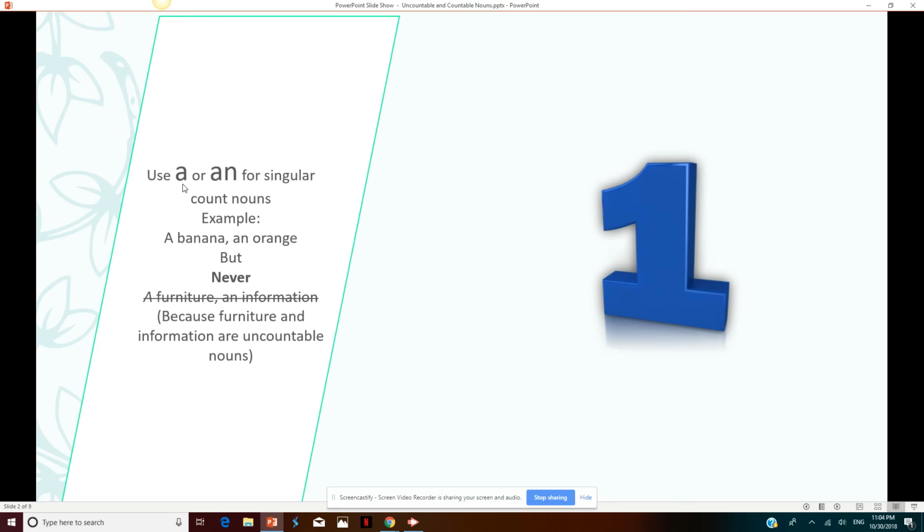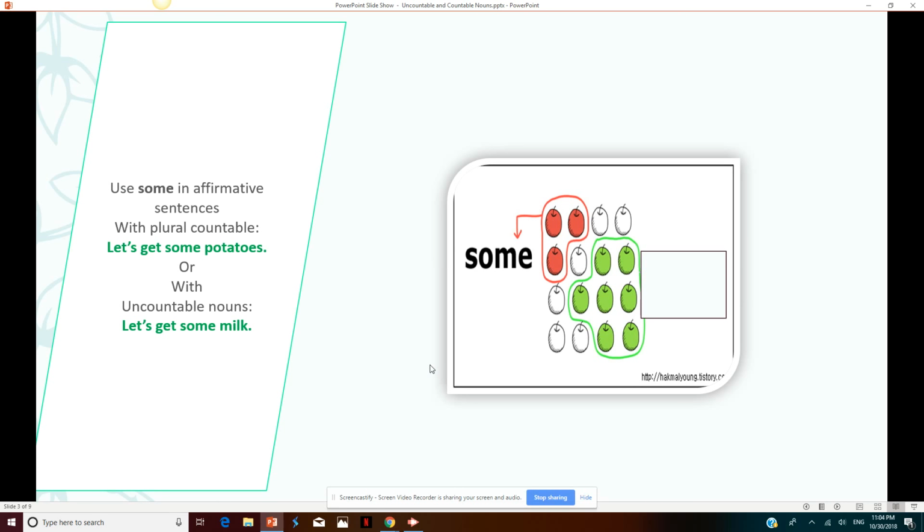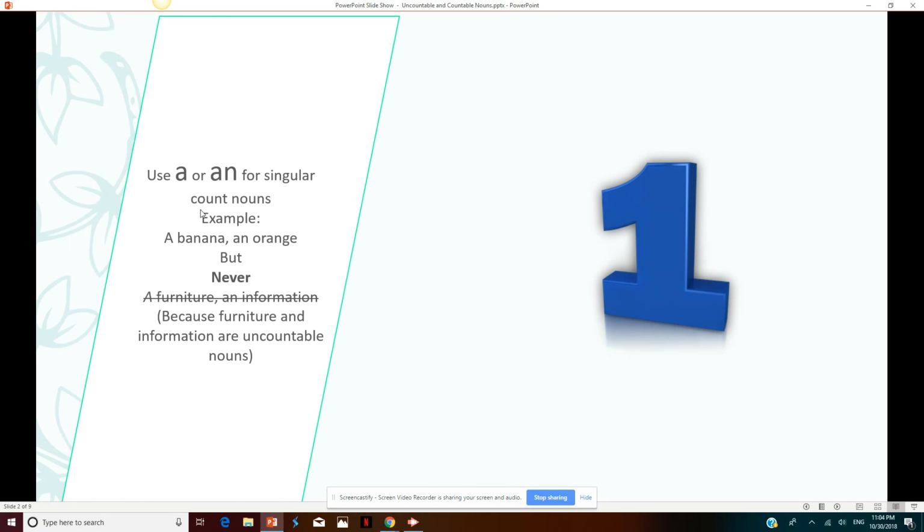The article a and an means only one. So we use the article a or an for singular count nouns.